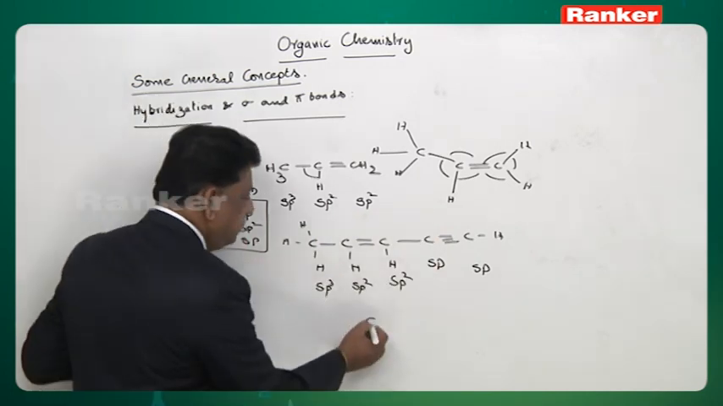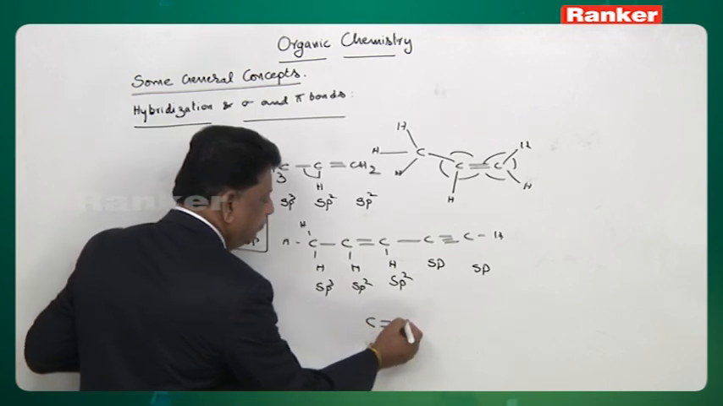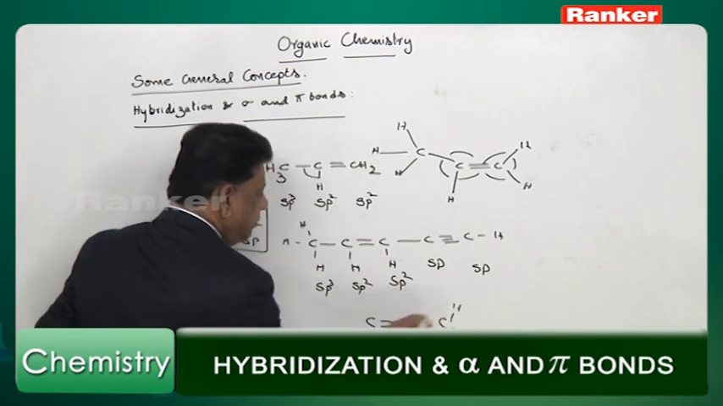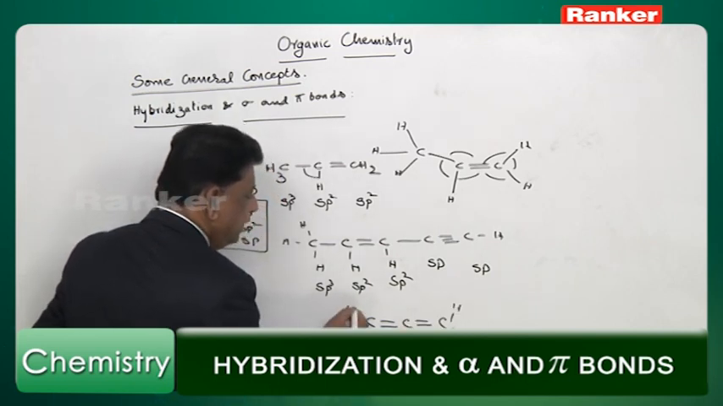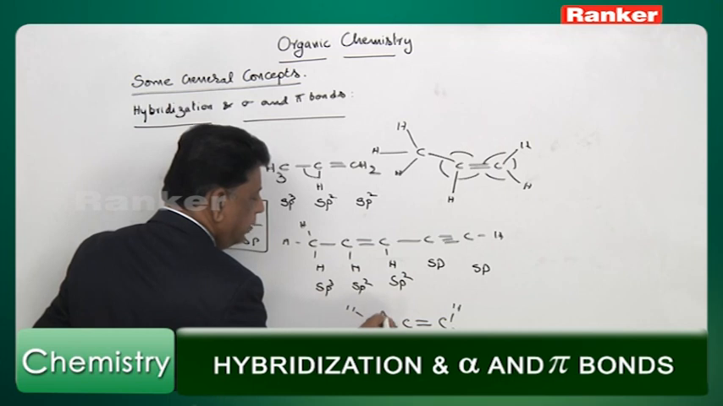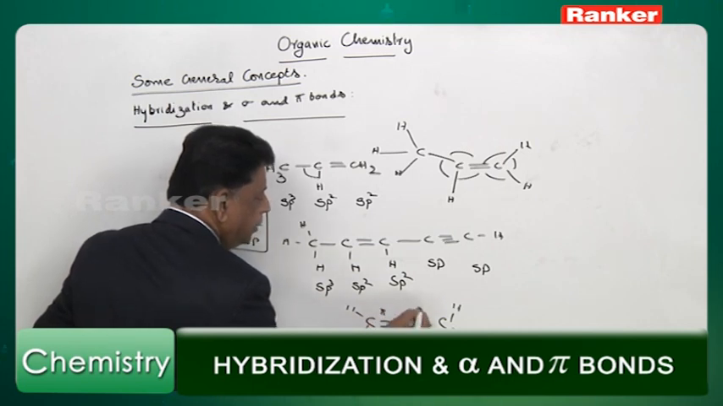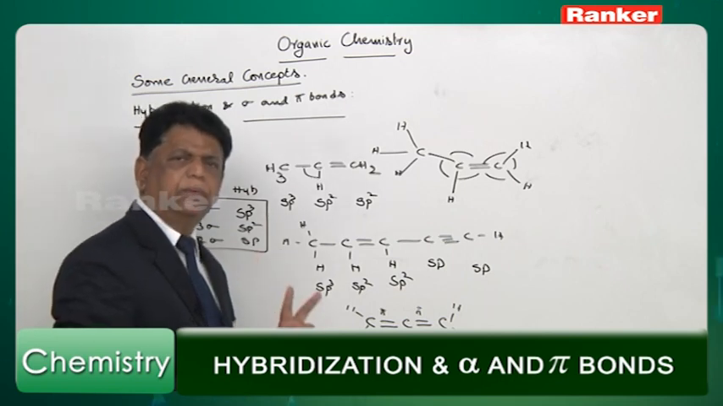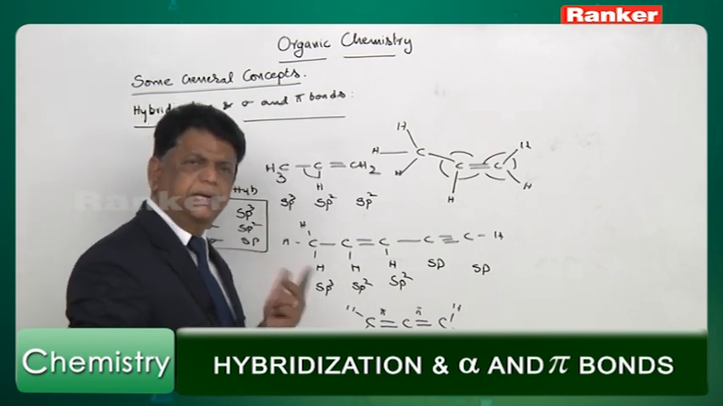For example, if this is the molecule we have, the middle carbon is only having the double bonds, but how many sigma bonds is it making? This is 1 sigma, 1 pi, 1 sigma and 1 pi. So, this carbon is making only 2 sigma bonds. 2 sigma means 2 hybrid orbitals. What is the hybridization? S and P.